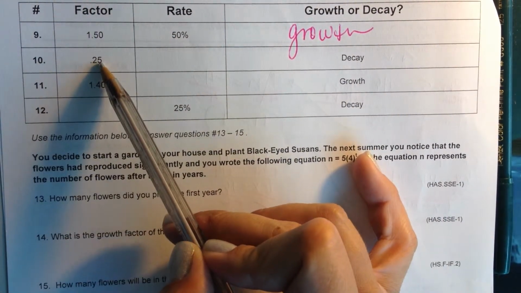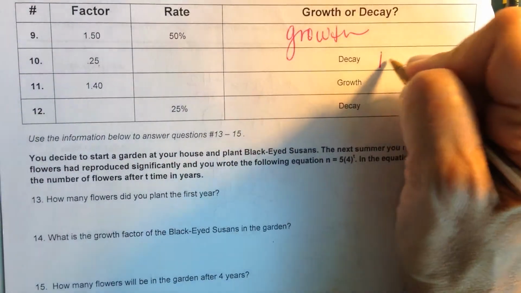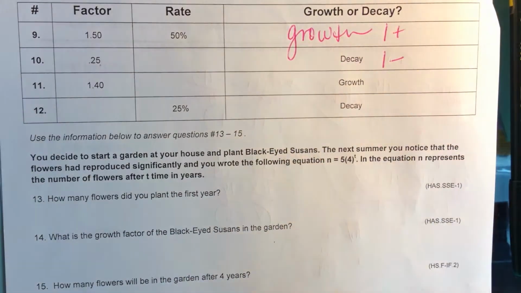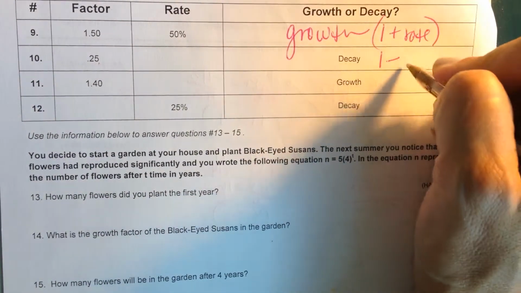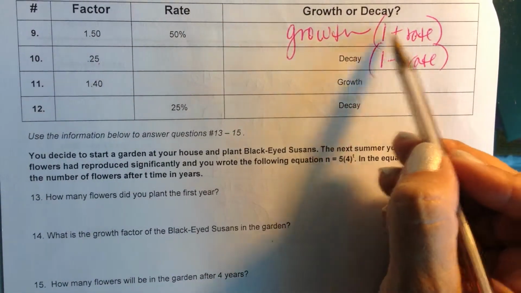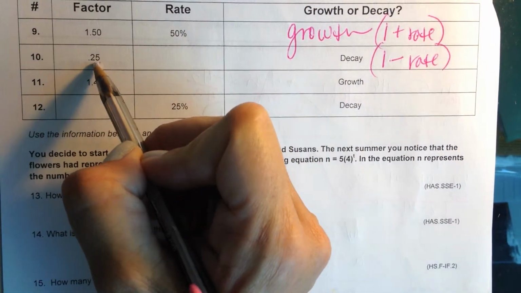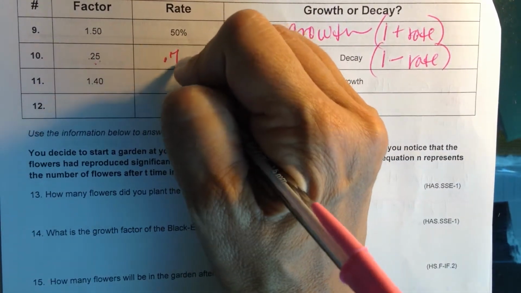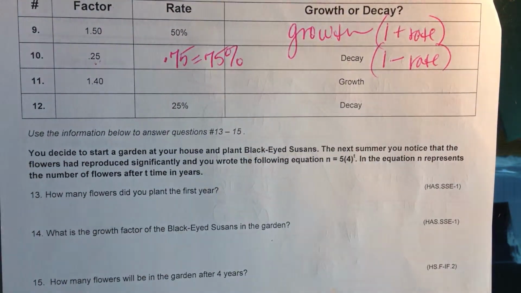The percentage taken away, or the value taken away from 1, is how we deal with decay. Remember that decay is 1 minus, growth is 1 plus something. And so we always put that rate right here. It's either 1 minus the rate if we're dealing with decay, or 1 plus the rate if we're dealing with growth. So if the factor is 0.25, the rate must have been 0.75 or 75% must have been taken away.